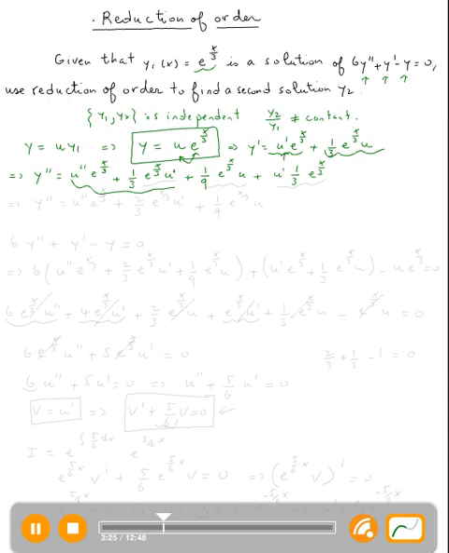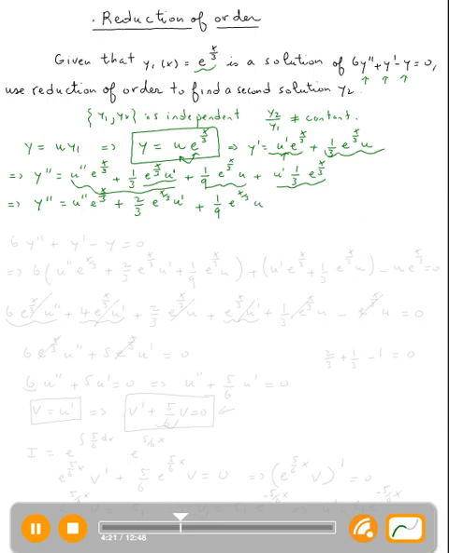Now let's rewrite this nicely. The second derivative of y is going to be equal to u double prime e to the x over 3, plus, adding all the terms that have u prime, 1 over 3 plus 1 over 3 is 2 over 3, so 2 over 3 e to the x over 3 times u prime, plus, this is the only term that has a u, 1 over 9 e to the x over 3 u.